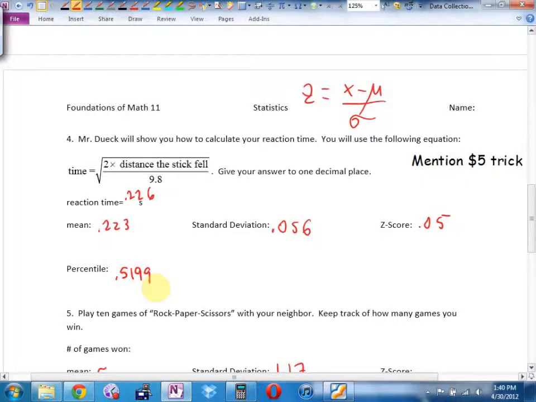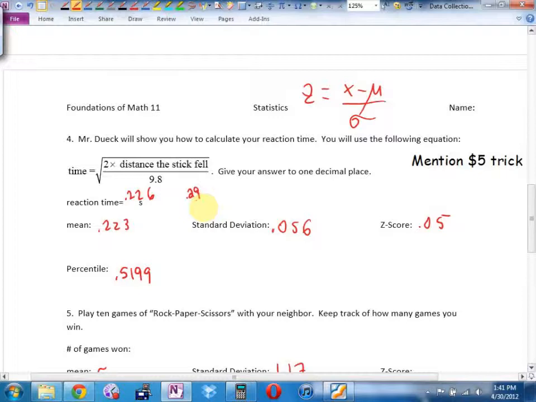Anybody get, on this one, a Z-score over 80? Sorry, a percentile over 80%, like 0.8? So Kiara, what was your time? Your reaction time? 0.29? The number you had here was 0.29? Then I think you get, oh, sorry.